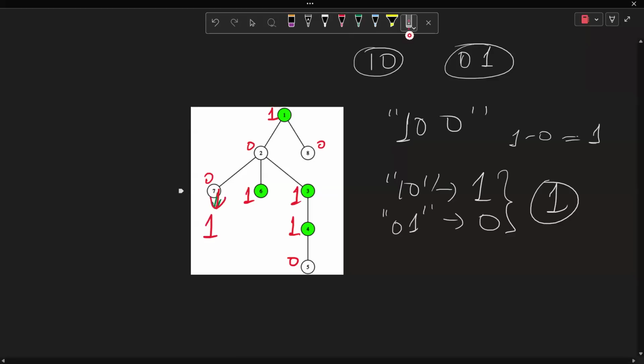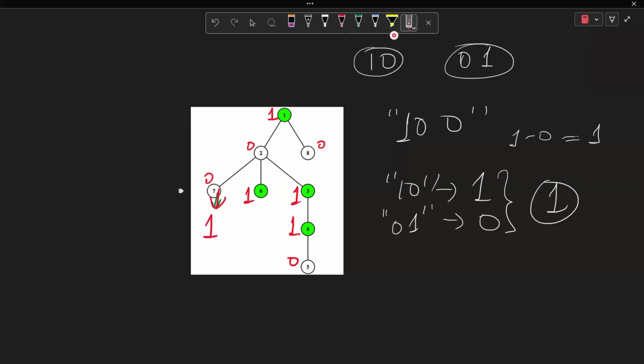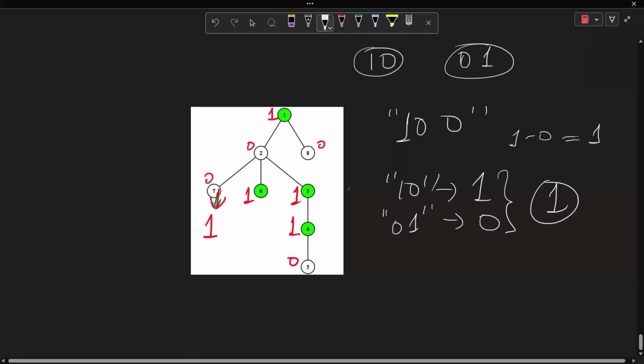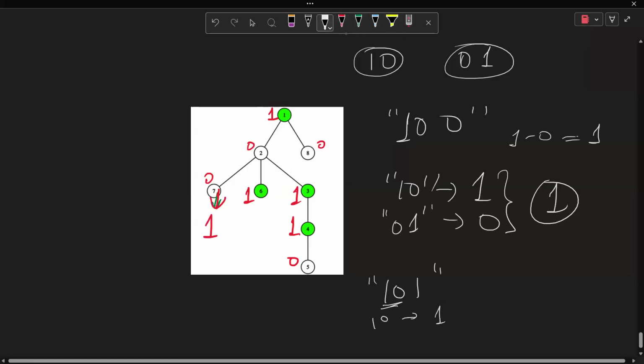Now, compute the value for this leaf node. Here your string would be 1, 0, 1. Now, occurrences of 1 0 is 1. 0 1 is also 1. The difference between the two is 0. So you would say the value of this leaf node would be 0.